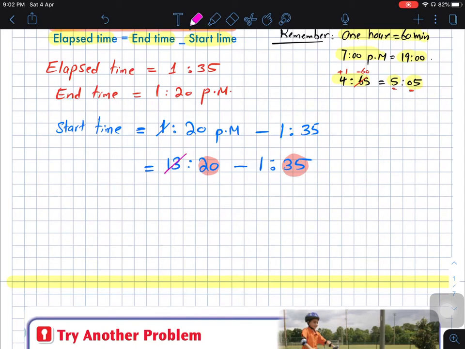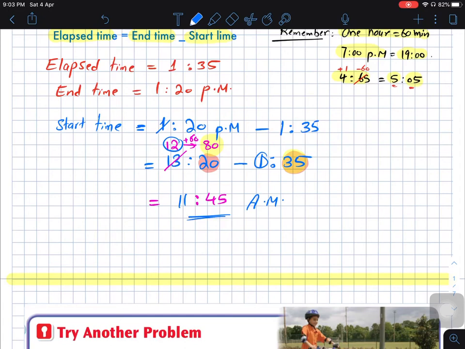So I have to cut 1 hour from 13, it will be 12. And this 1 hour will be 60 minutes, so the minutes will be 80, because 1 hour is equal to 60 minutes. So when you cut 1 hour from the hour time, you have to add 60 to the minute time. And then it's easy to subtract now. 80 minus 35 is equal to 45. And to subtract hours, 12 minus 1 means 11. So 11 what? 11 a.m. So the start time is 11 a.m.